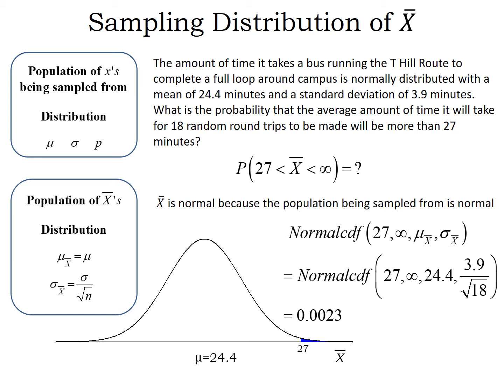We need to put in the appropriate mean and standard deviation for x bar. The mean of the sample means is 24.4 because that was the mean of the original population, the individual bus trips. And the standard deviation of x bar, the sample means, is the original standard deviation of 3.9 divided by the square root of the sample size, which is 18. So we put it all in our normal CDF, and out comes roughly 0.0023, and that's our probability that if we take 18 round trips, the average amount of time would be more than 27 minutes.